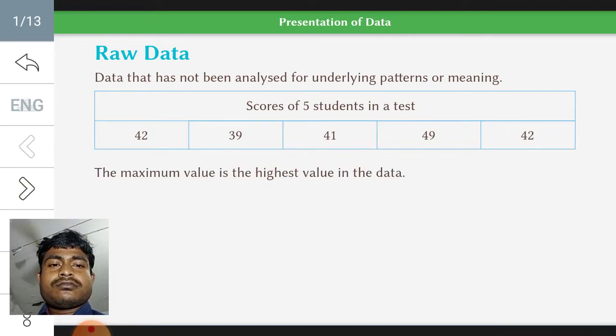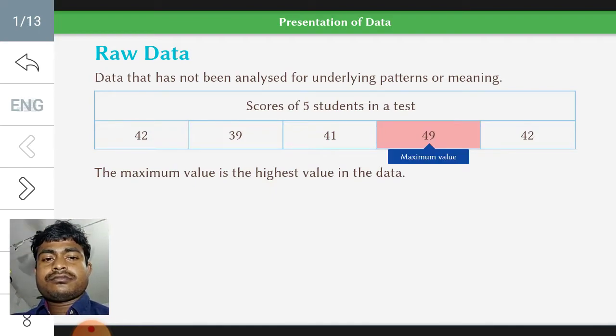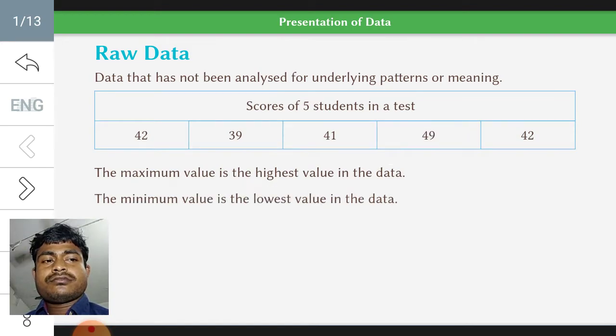The maximum value is the highest value in the data. In this example, the maximum value in the raw data is 49. Similarly, the minimum value is the lowest value in the data. Here, the minimum value in the raw data is 39.